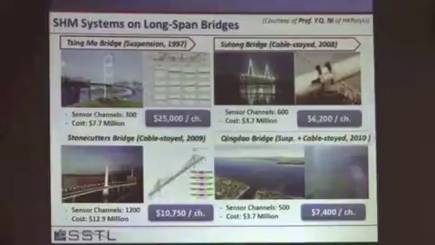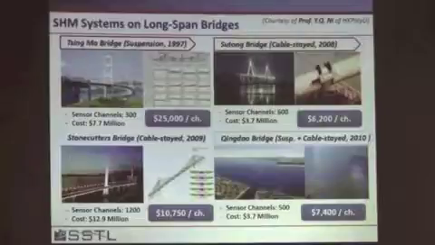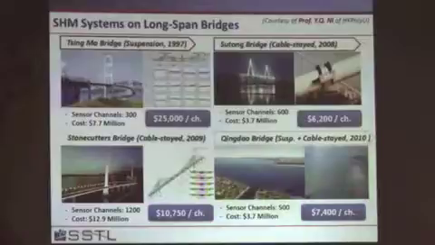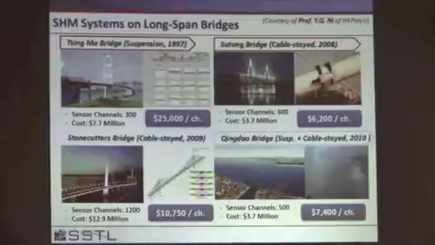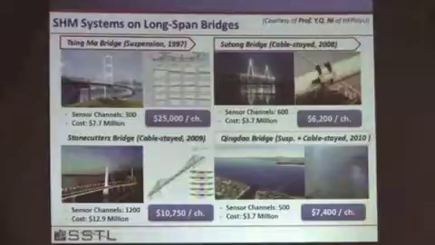Now, I show these bridges in China, but the costs in the United States are comparable. I'm not sure about in Italy, but in the U.S., as an example, the Bill Emerson Bridge over the Mississippi River near Cape Girardeau, the average cost of the 86 accelerometers installed there was $15,000. So $15,000 per channel.